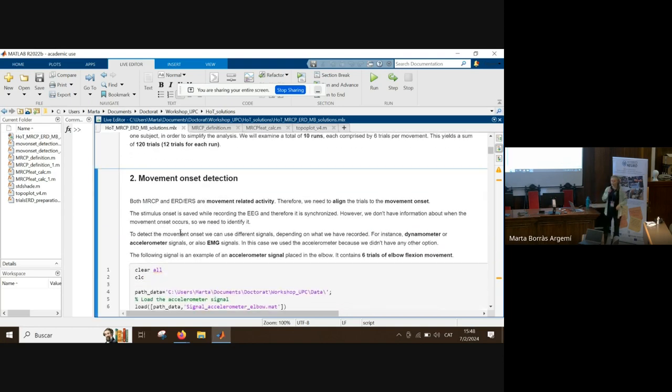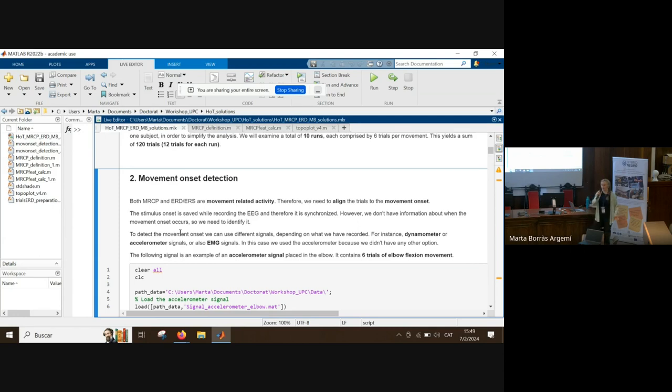So the first part, and probably one of the most important parts, is how to detect the movement onset. As you know, the potentials related to the movements are, as the name describes, related to the movement. So we want to know when the movement happens inside the EEG signals. When we record the EEG, we can know when the stimulus happens, since we synchronize the CCOPA in this case, and it sends us the exact moment in which this stimulus is happening.